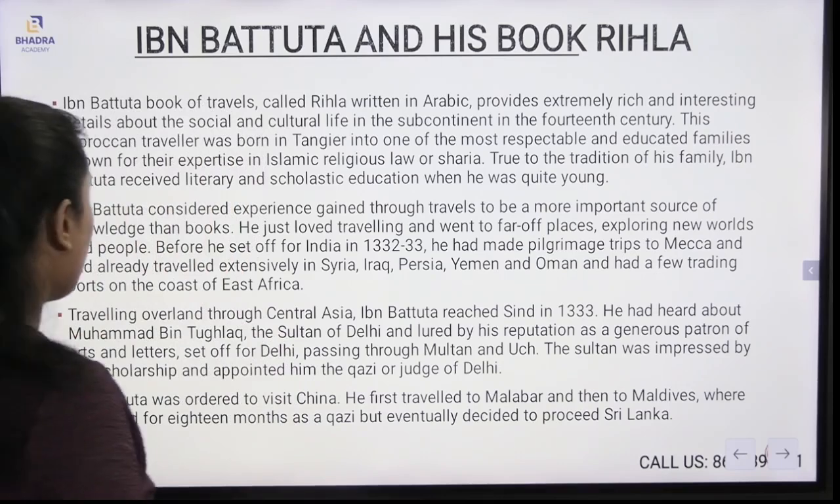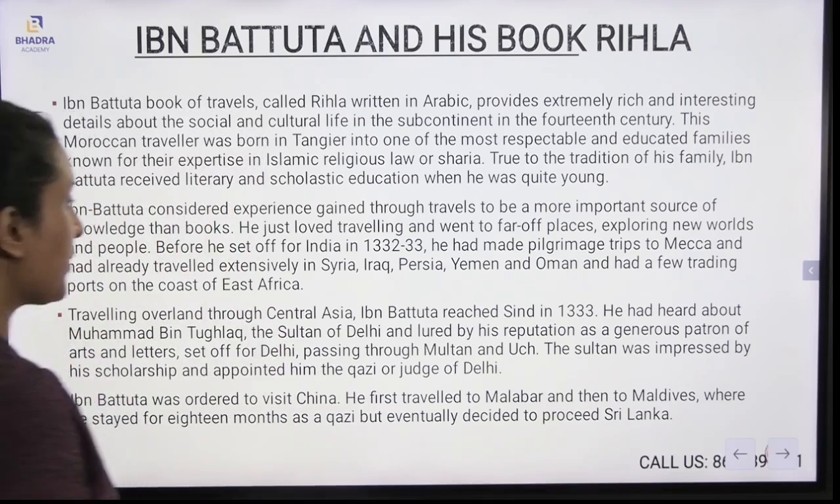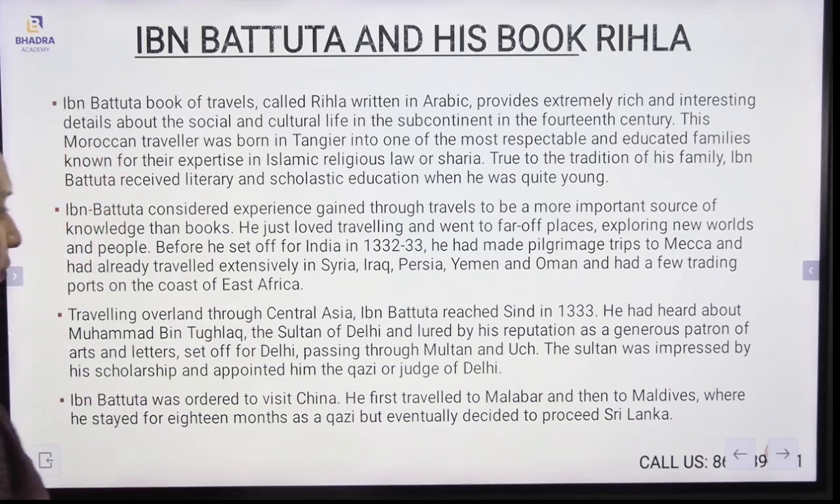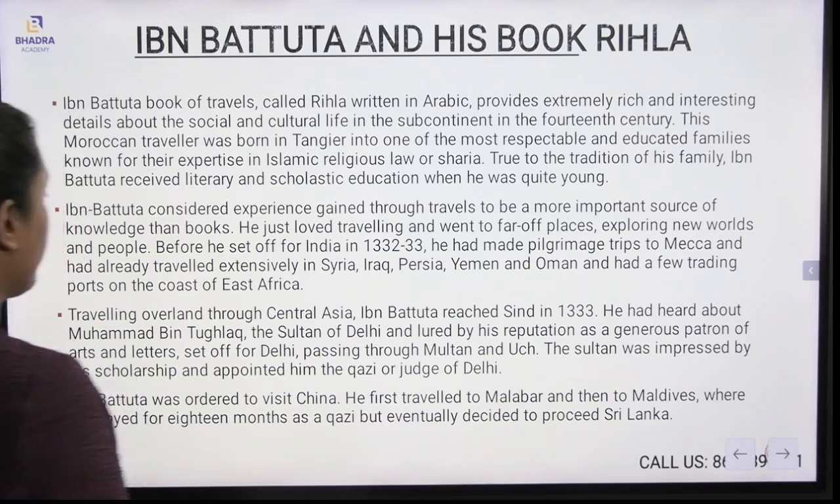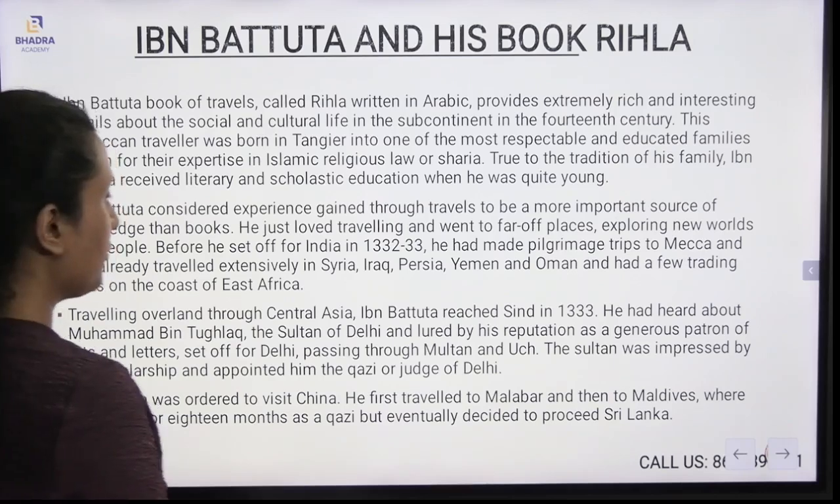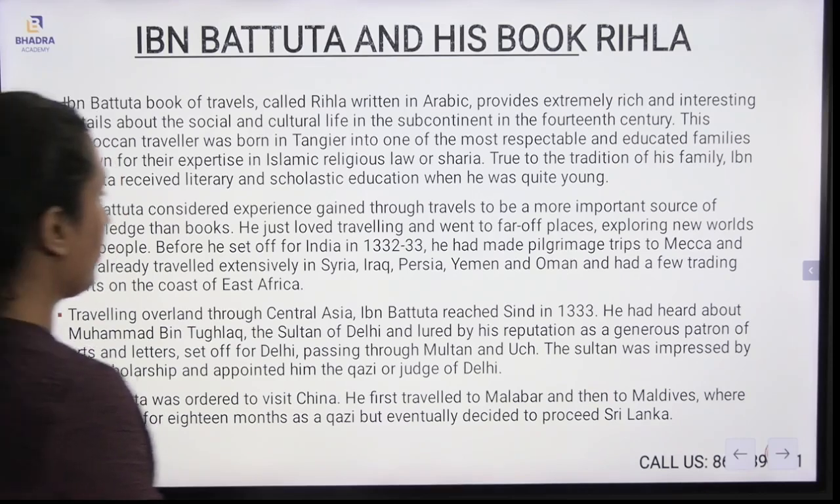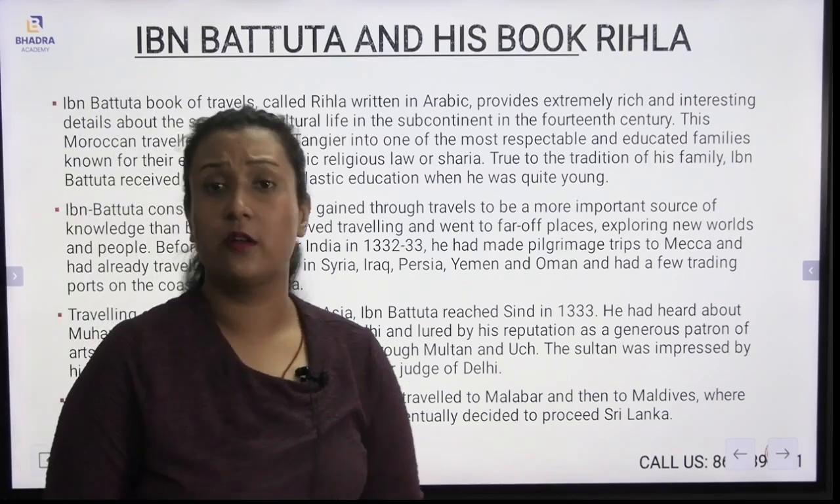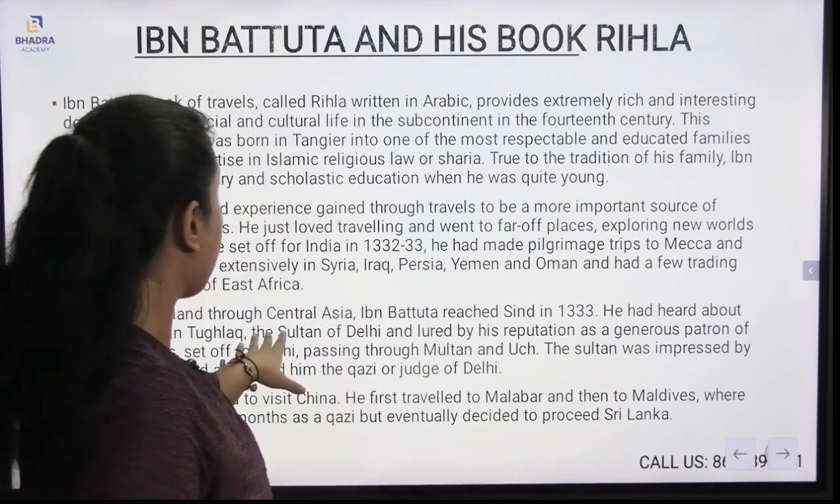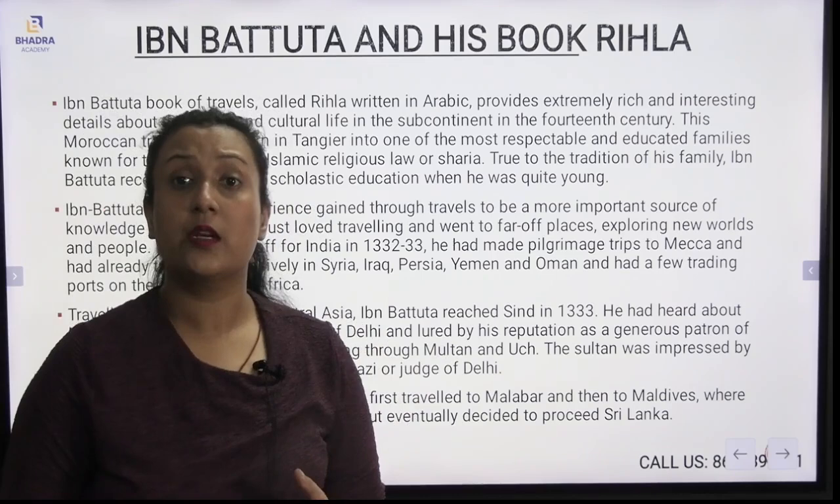Traveling overland through Central Asia, Ibn Battuta reached Sindh in 1333. He had heard about Muhammad bin Tughlaq, the Sultan of Delhi, and, lured by his reputation as a generous patron of arts and letters, set off for Delhi, passing through Multan and Uch. The Sultan was impressed by his scholarship and appointed him as the Qazi, or judge, of Delhi.